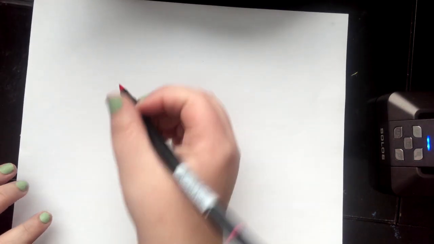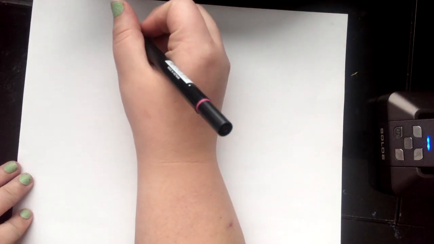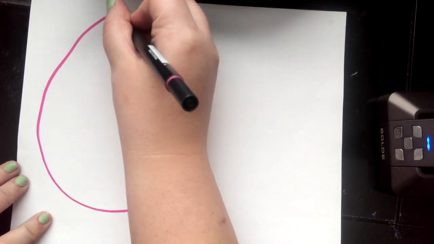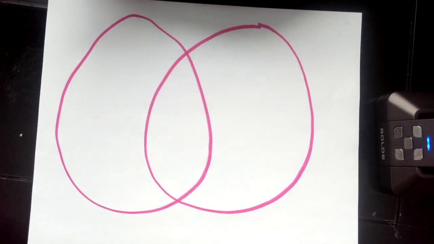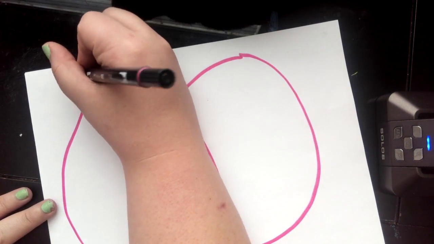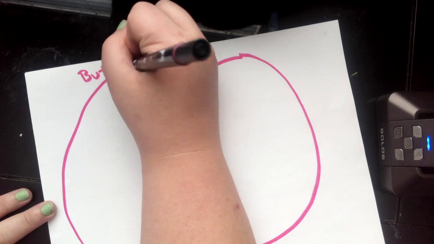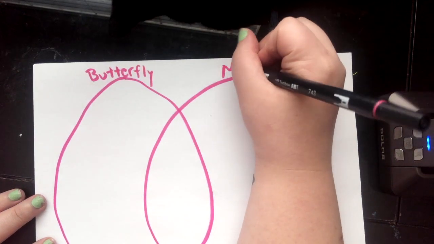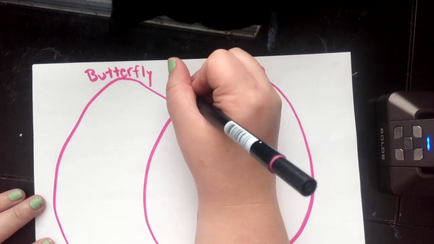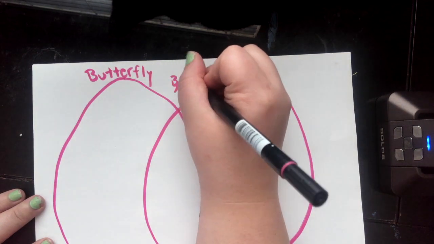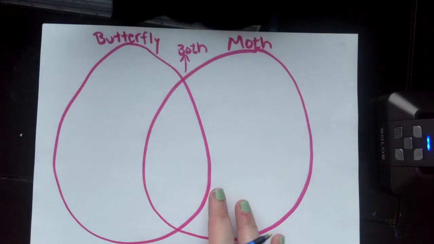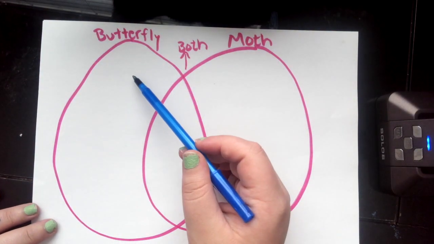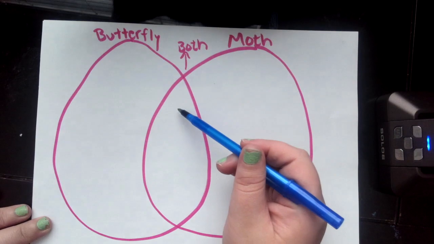Let's see. I'm going to draw my Venn diagram. It's just two big circles. This is what a Venn diagram looks like. Then I have to label it. So on this side, butterflies. This side, moth. And in the middle is both. So then I look back to my story. Their differences go here, and their similarities go in the middle.